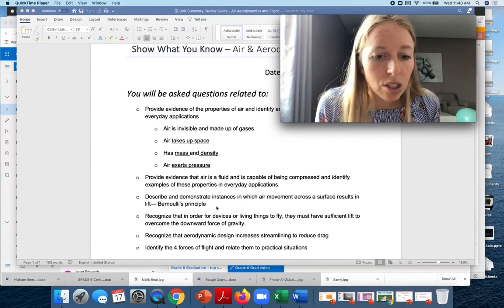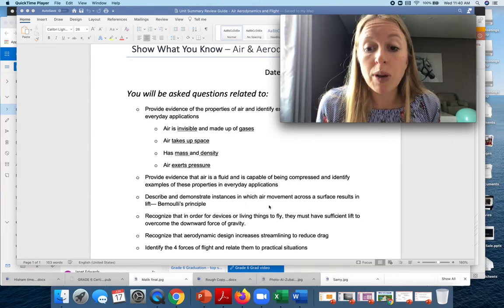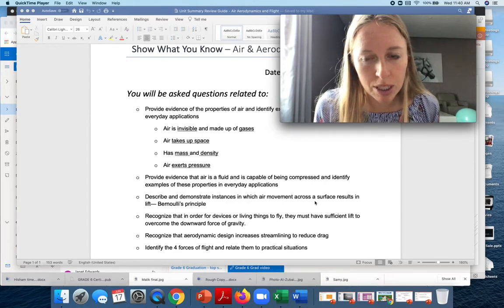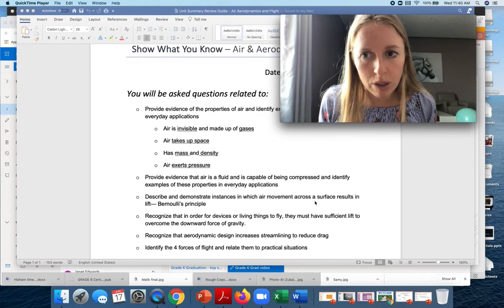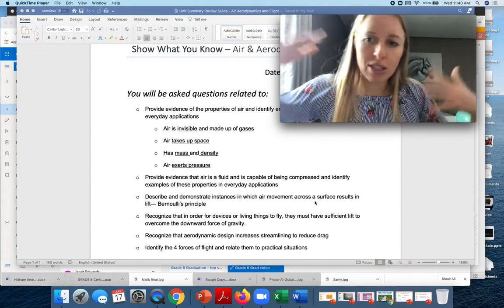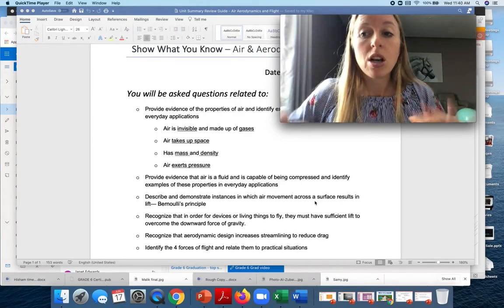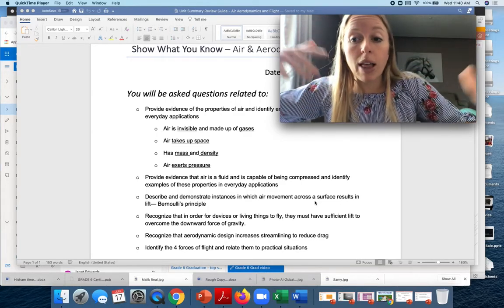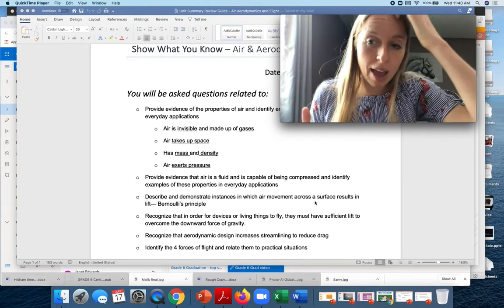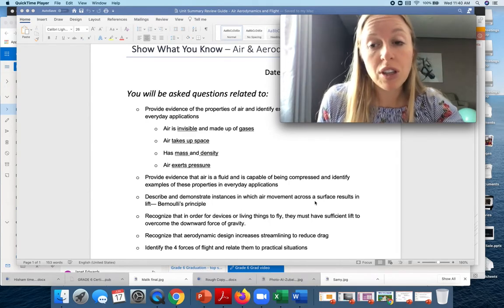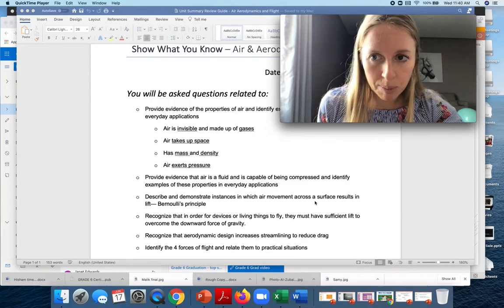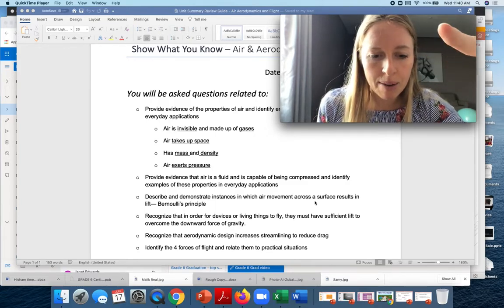The next one is describe and demonstrate instances in which air movement across a surface results in lift, which is Bernoulli's principle. You have to know Bernoulli's principle: high airspeed means low air pressure. Low airspeed, so normal moving air, would have higher relative air pressure. That is important. If you feel like you need to review Bernoulli's principle, go back and rewatch those lessons. I'm going to come back to that in a minute also.